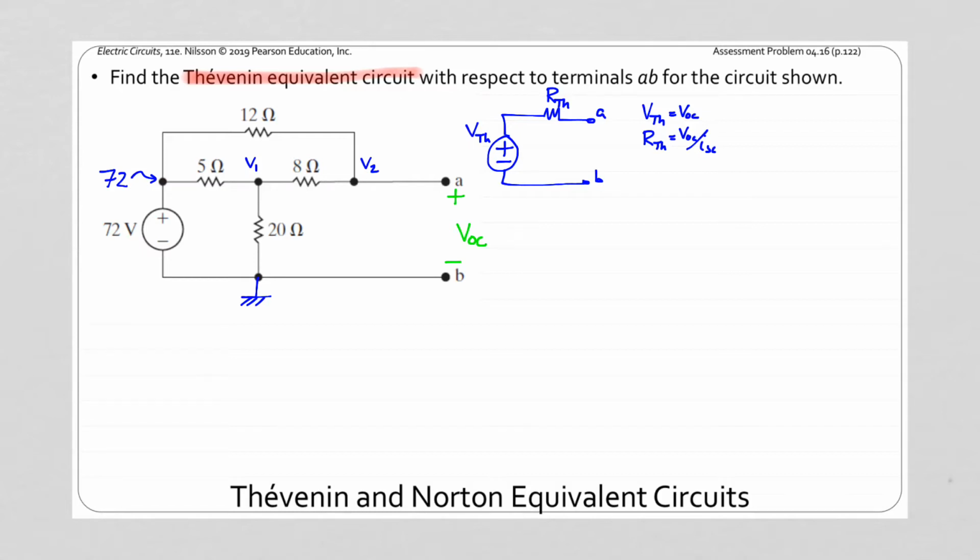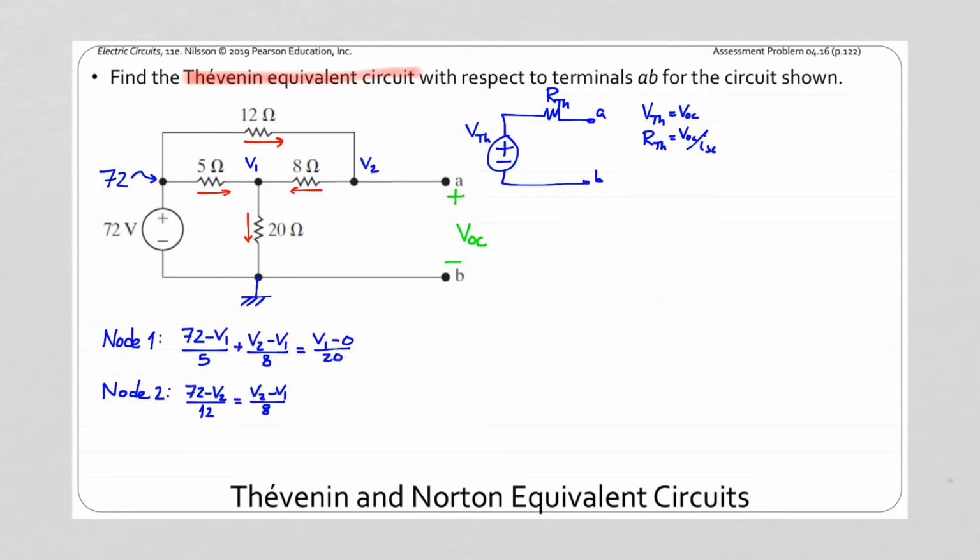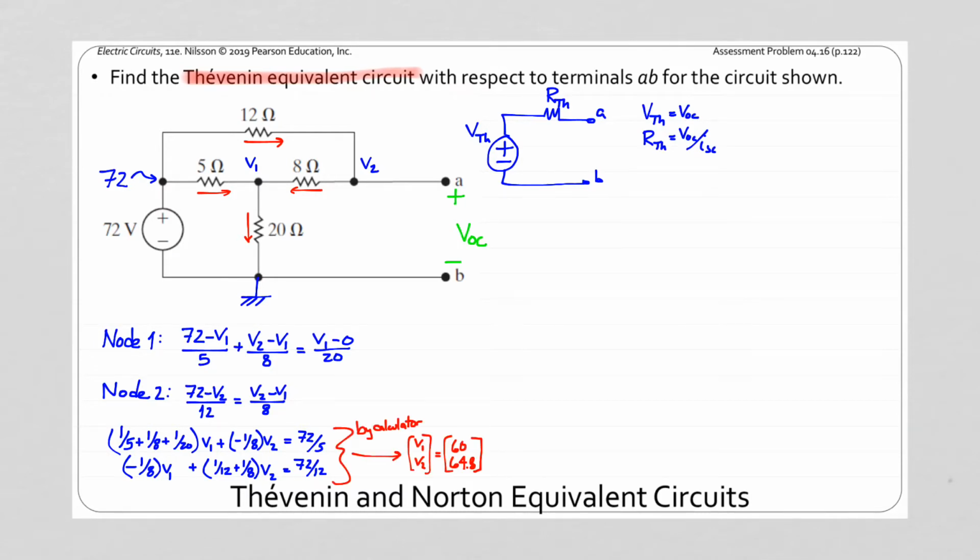We will then label our currents. And we will write a KCL equation for each node. Next, we rewrite these equations in the form that will make it easier for us to put into a matrix. Plugging this into a calculator, we can find V1 and V2.